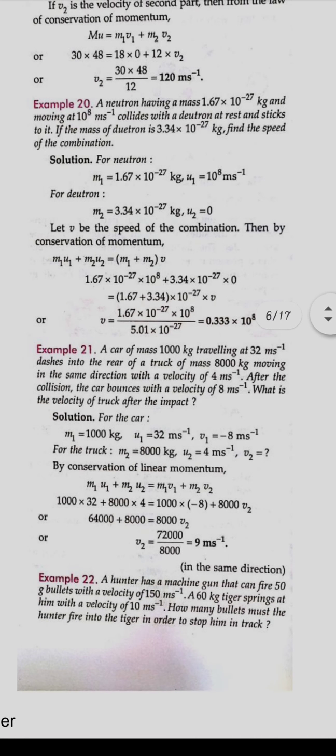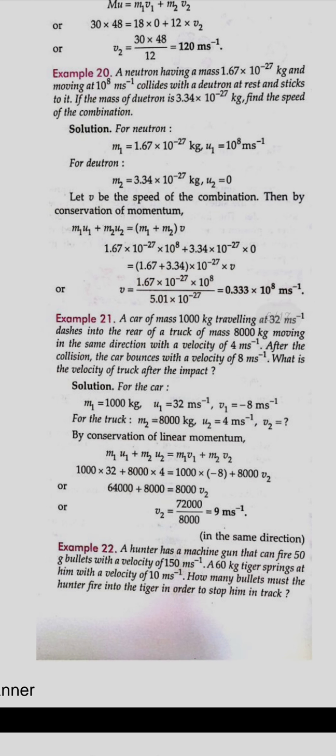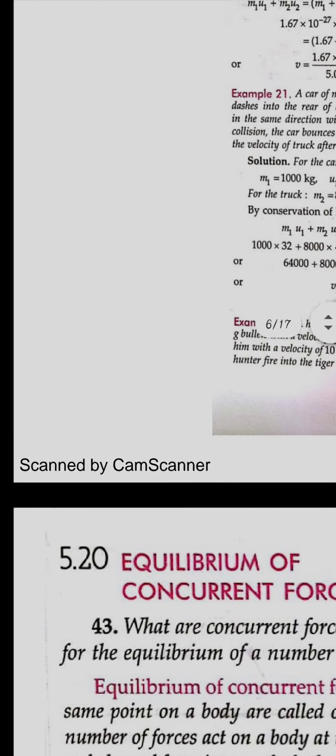Consider a car of mass 1000 kg traveling at 32 meters per second that crashes into the rear of a truck of mass 8000 kg moving in the same direction with velocity 4 meters per second. What is the velocity of the truck after the impact? Here the collision is elastic, because the truck has the higher momentum, so it gives a jerk to the car and the car bounces back with velocity 8 meters per second. So it is an elastic collision, given as m1u1 plus m2u2 equals m1v1 plus m2v2. From here we can find the velocity of the truck after the impact.